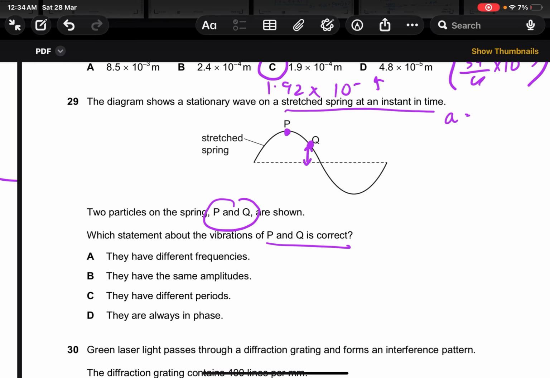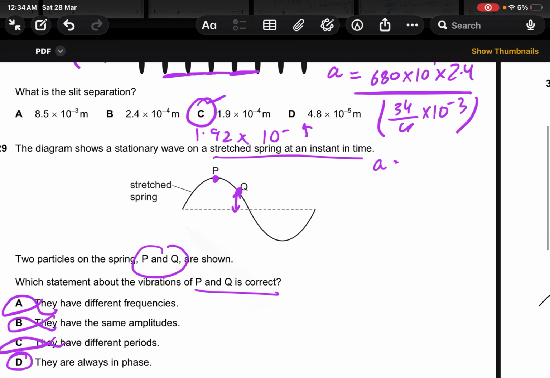They have different frequencies. No, they're moving with the same frequency. They have same amplitudes. No, they have different amplitudes, and those amplitudes are not going to change. They have different period. No, they have the same period, because the amount of time it's going to take to complete one wave is going to remain the same. They're always in phase. Yes, that's correct, because P and Q are between two adjacent nodes, and all particles between two adjacent nodes are in phase. They move upwards and downwards and wherever they move, they move together.